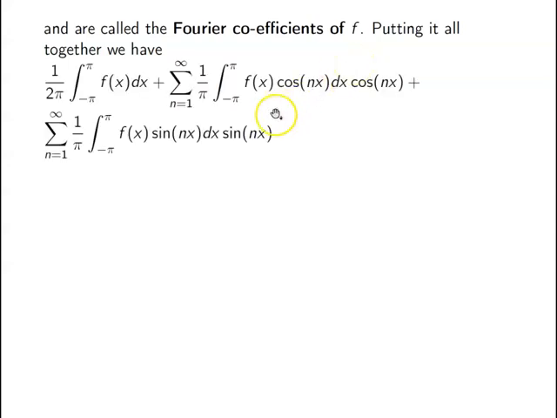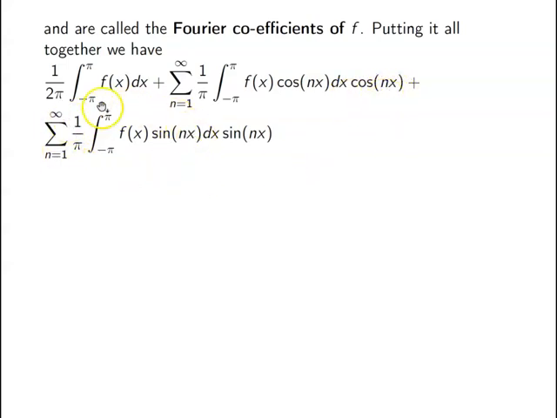Putting it all together, we have the following. My function can be approximated with 1 over 2 pi. So this is a naught plus this first sum here. Notice I have f of x cosine of n x dx. That is the coefficient, a sub n, and I multiply that times cosine of n x.